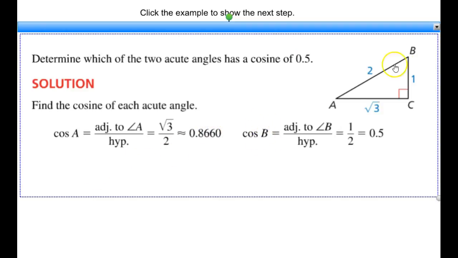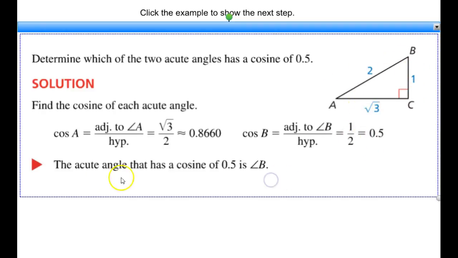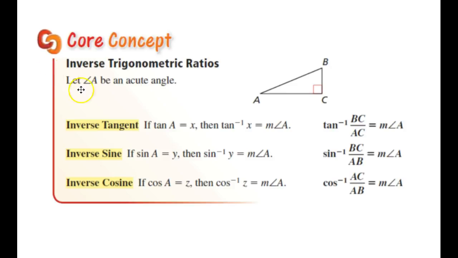So I find the cosine of B, right, which is the side adjacent over the hypotenuse, which is 1/2. So I can see that the acute angle that has a cosine of 0.5 is angle B. So I've used some of my ratios to help me find some information about my angle measurements. And that's what I use with these inverse trig ratios.